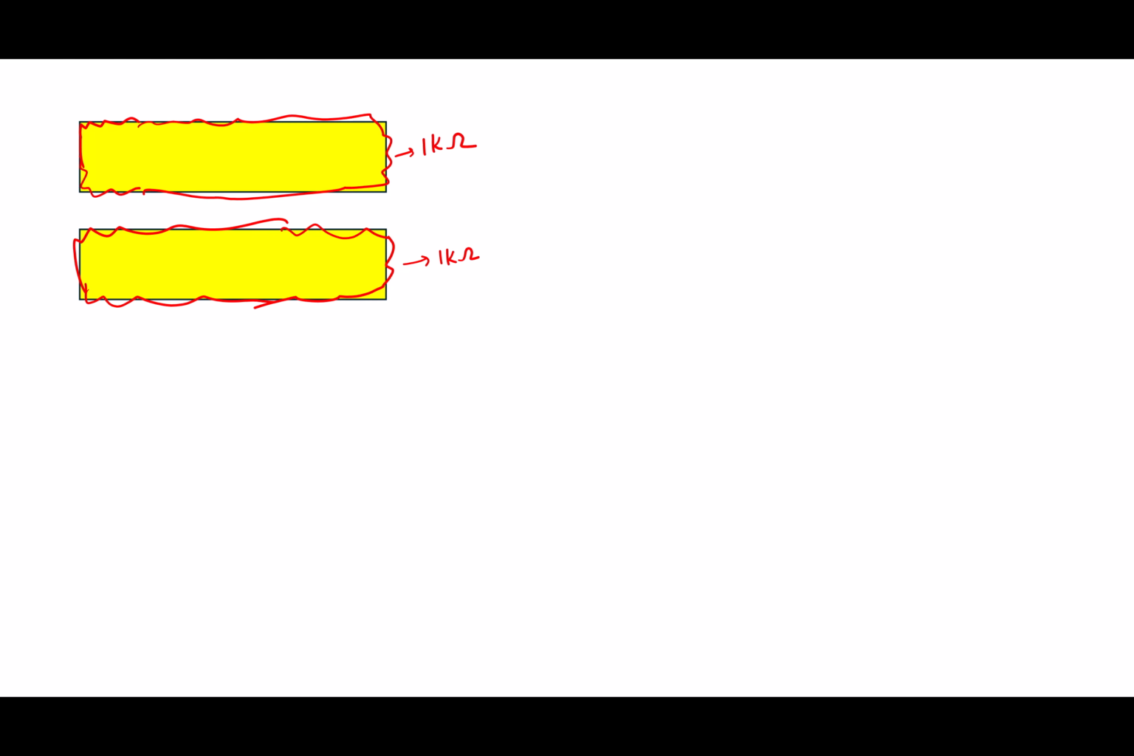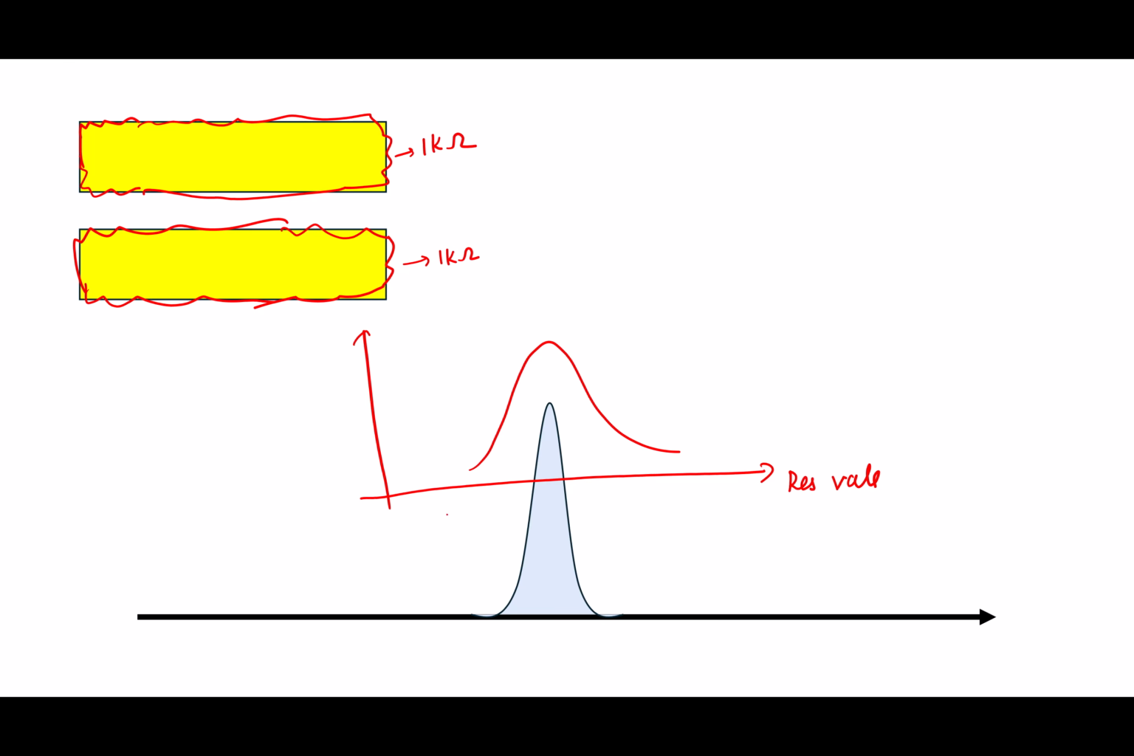But if I sketch the distribution of that, on the x-axis I show the resistance value, and on the y-axis I plot the number of resistors having that value. How do you think the distribution will look? Gaussian, because again central limit theorem, a lot of IID random processes will add up to a Gaussian distribution. So something like this.